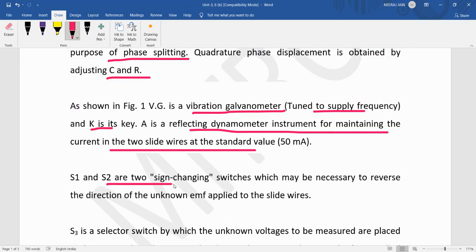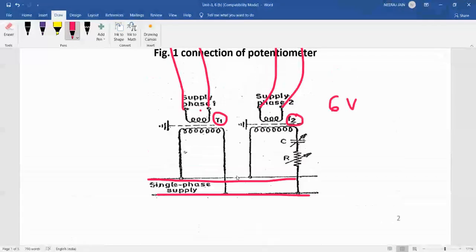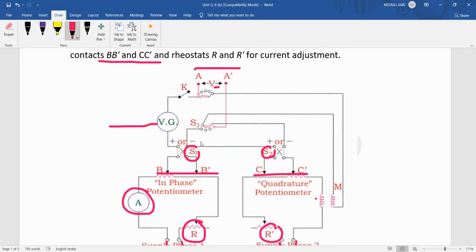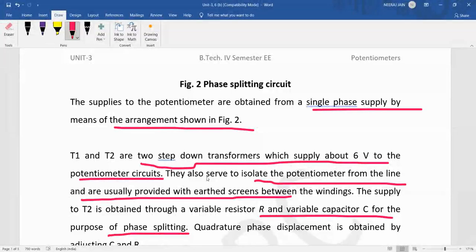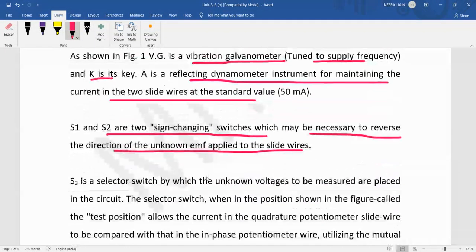S1 and S2 are the two sign changing switches which may be necessary to reverse the direction of the unknown EMF applied to the slide wire. So here S1 and S2 are the switches applied to the unknown voltage. So that is the construction of the circuit. S3 is a selector switch by which the unknown voltage to be measured is placed in the circuit.